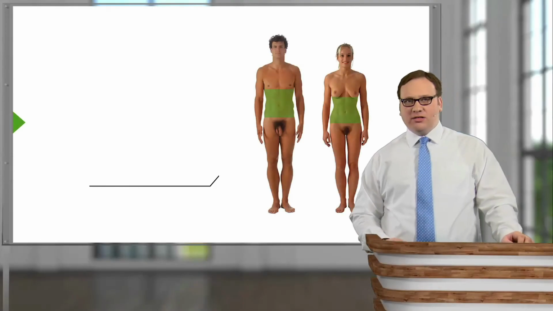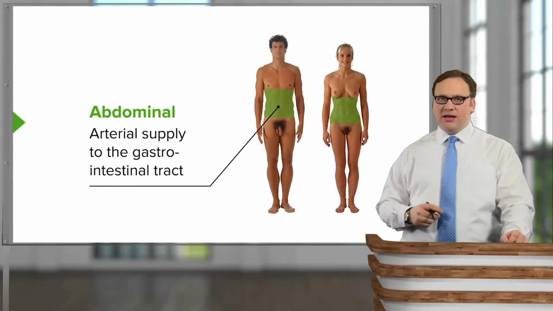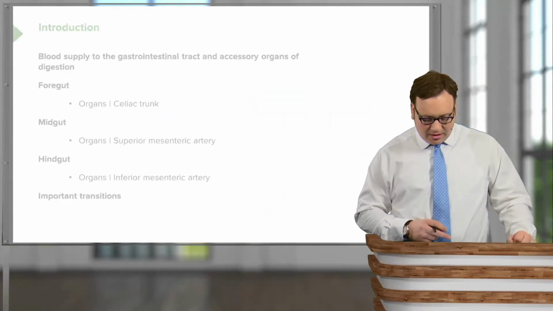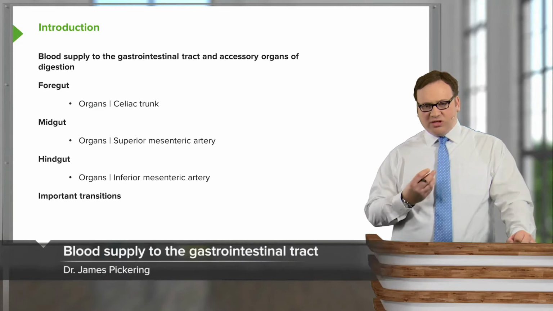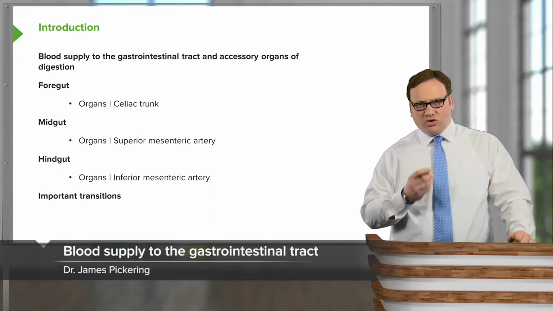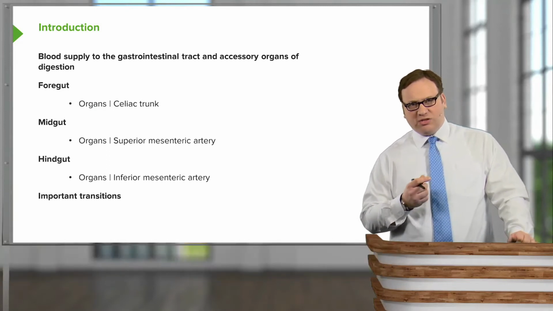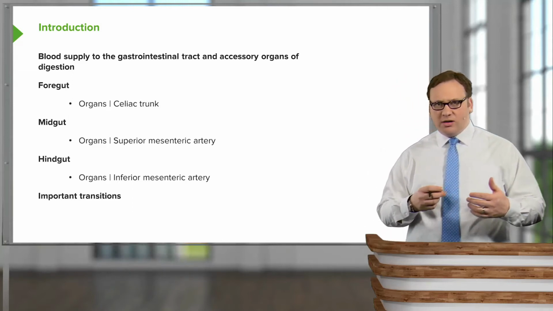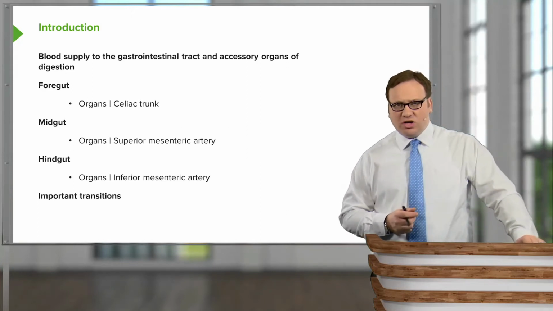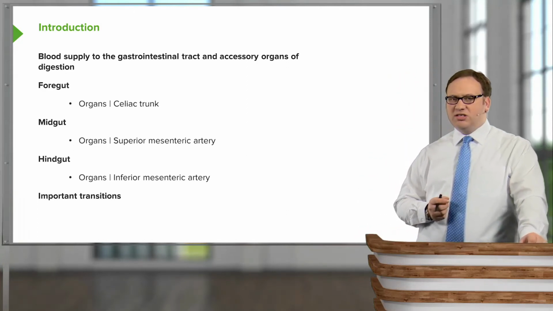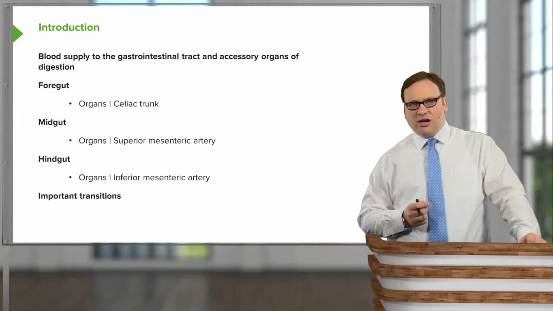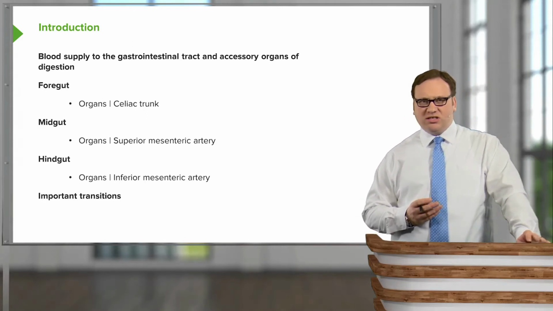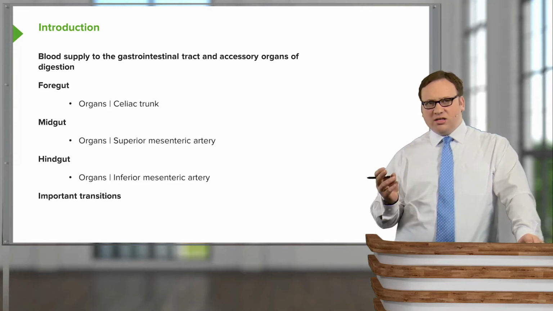In this lecture, we're going to look at the arterial supply to the gastrointestinal tract. So we're going to look at the numerous arteries that supply nutrient-rich, oxygen-rich blood to the gastrointestinal tract, the duodenum, the stomach, the colon, parts of the small intestine, and also to the accessory organs of digestion, like the pancreas and the liver.